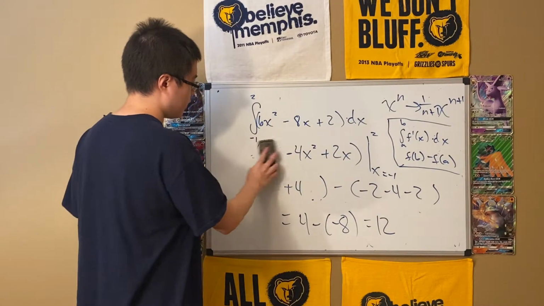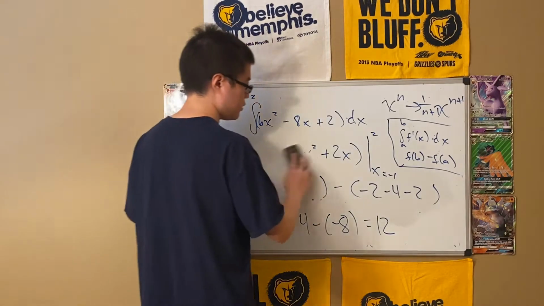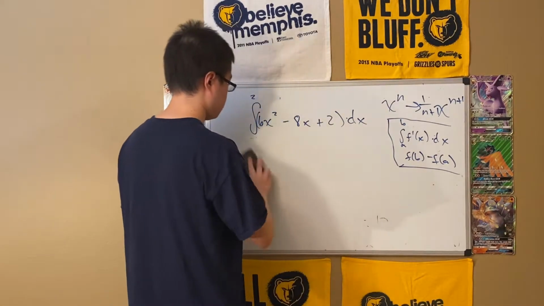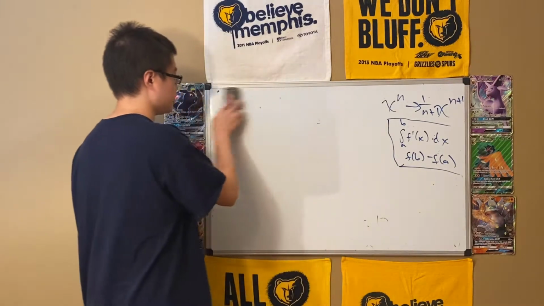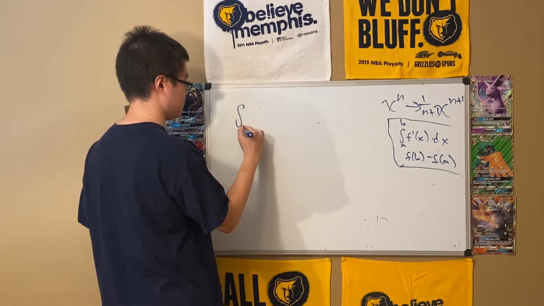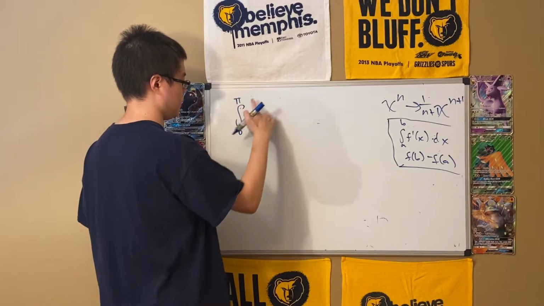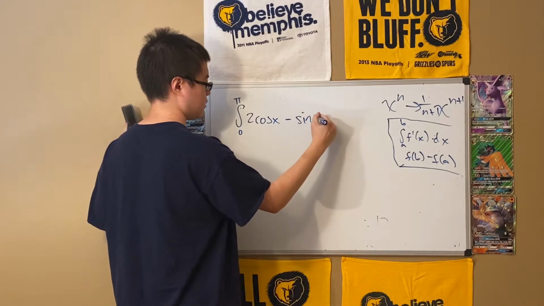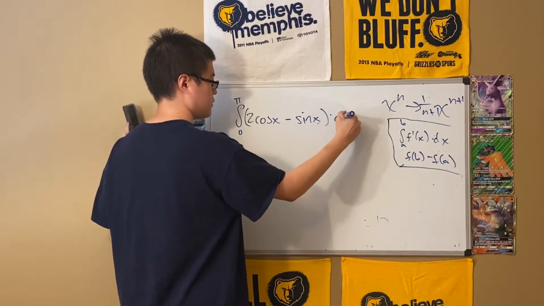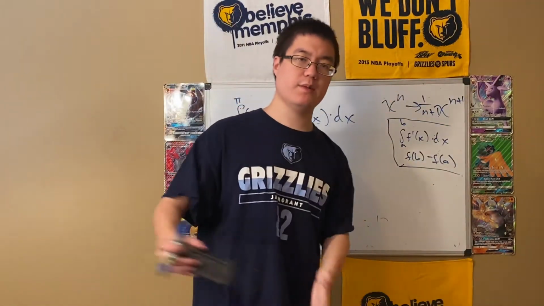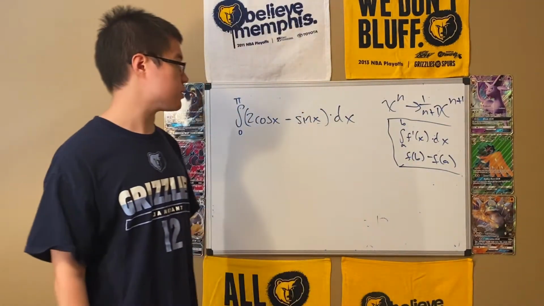Maybe 3 more, because it is a pretty important notion. So let's do some with trig, because trig is the best, and by best I mean worst, but let's keep going. So we have 0 to pi. Let's do 2 cosine x minus sine of x dx. So here we're not going to be using the power rule, obviously. We're going to be using our trig rules and our derivatives for trig.